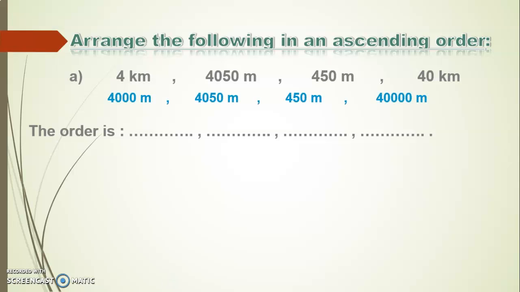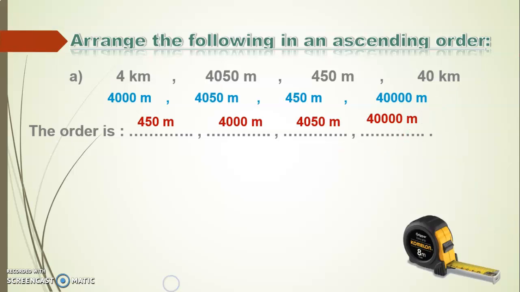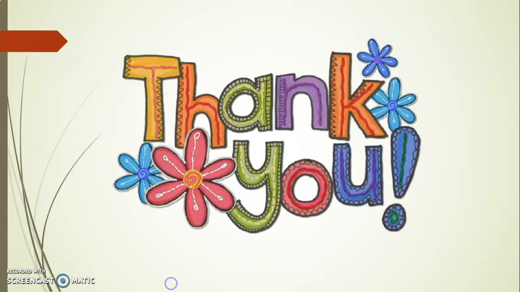4 kilometers will be 4,000 meters. And 40 kilometers will be 40,000 meters. Now it's easy for me to arrange them. Why? Because I have the same unit. So the smallest one is 450 meters, then 4,000 meters, then 4,050 meters. The last one is 40,000 meters. Thank you.